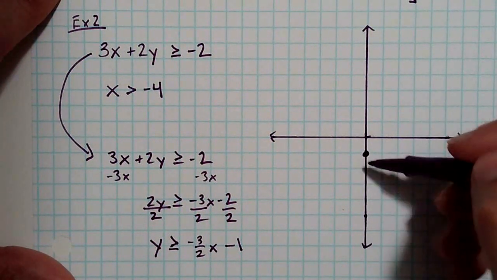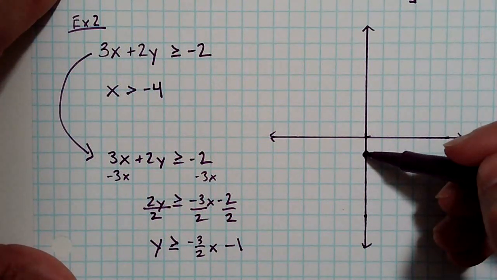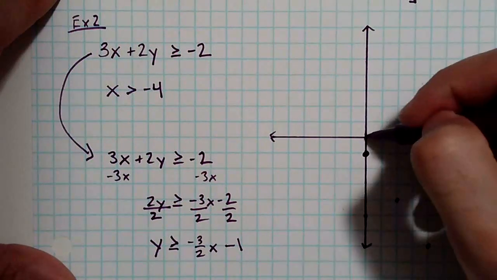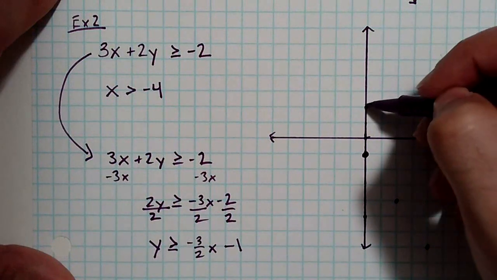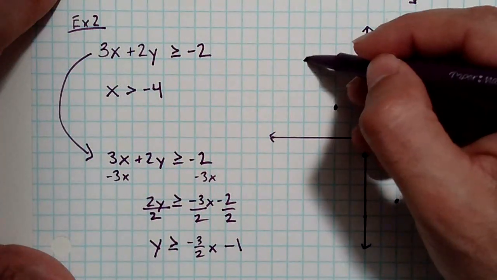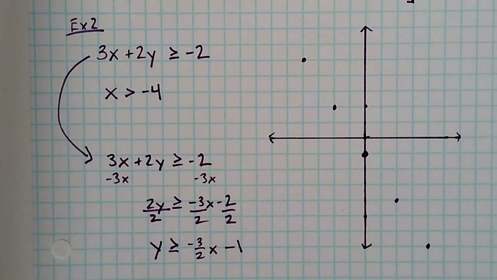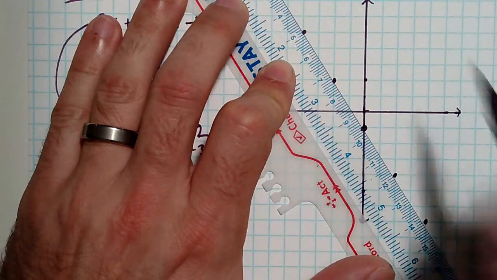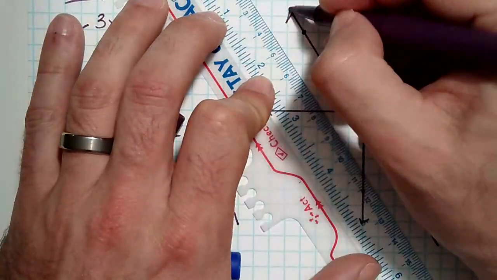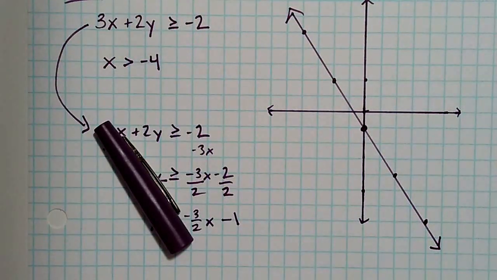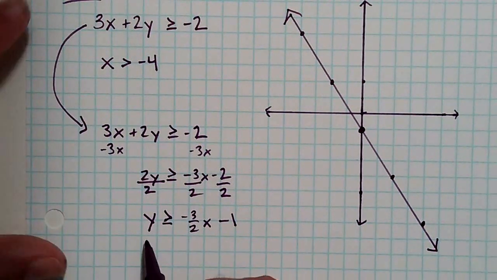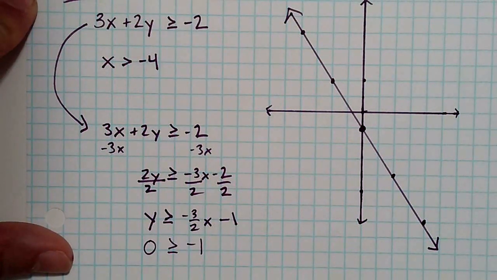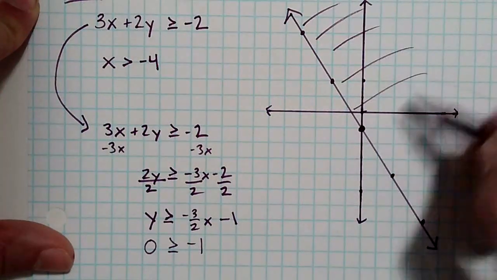So many negative slopes here. Maybe I did that on purpose, because that's where we struggle. Down 3, right 2, down 3, right 2. Up 3, left 2, up 3, left 2. This should be a solid line, so let's make that solid. Now check 0, 0: is 0 greater than or equal to -1? Yes, that's true, so I shade the right side of my line.